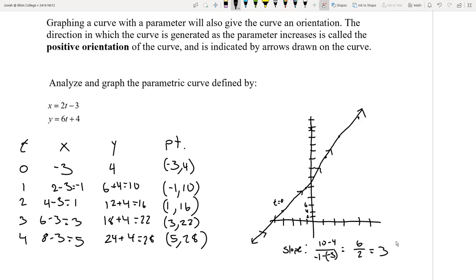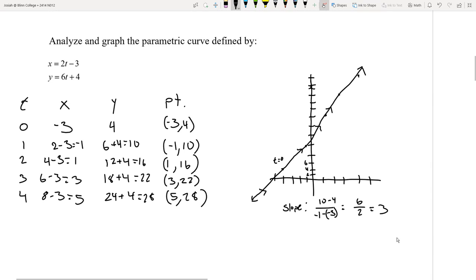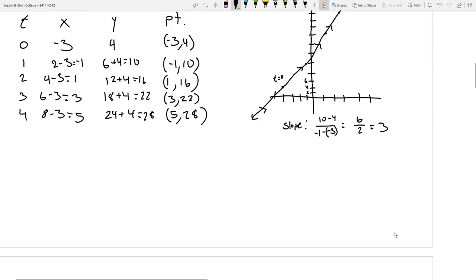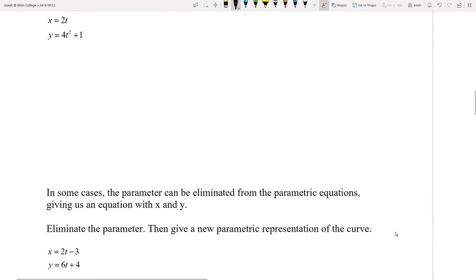And later on, we'll see how we can just look at the equations and get what our shape should be, if it's aligned, what the slope is, that kind of thing. But this is then an example of a parametric curve from t. So let's go ahead and take a look at another one here.